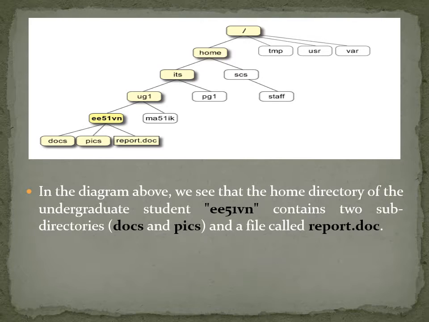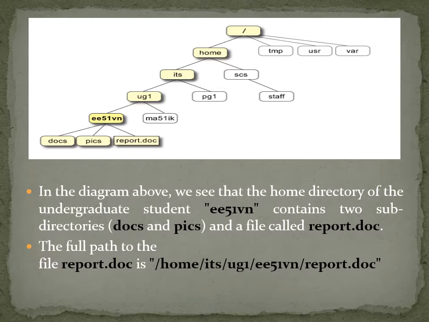In the diagram above, we see that the home directory of the undergraduate student EE51VN contains two subdirectories, docs and pics, and a file called report.doc. The full path to the file report.doc is /home/it/UG1/EE51VN/report.doc.